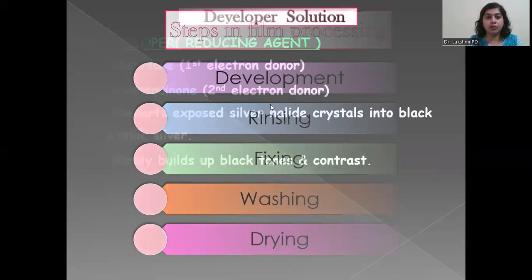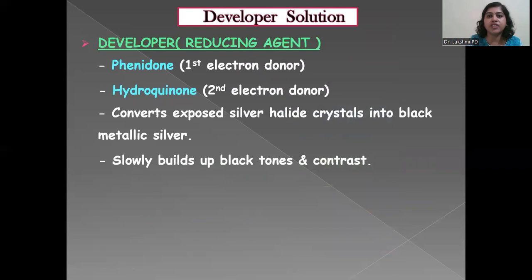So, I'll be talking about the composition of the developing solution as well as its action simultaneously. Now, developer solution comprises four components, which are your developer, your activator, your preservative, and your restrainer, and all these are water-soluble compounds. So they are all basically dissolved in water. The developer, or the reducing agent, which is the first agent, is basically nothing but a reducing agent.